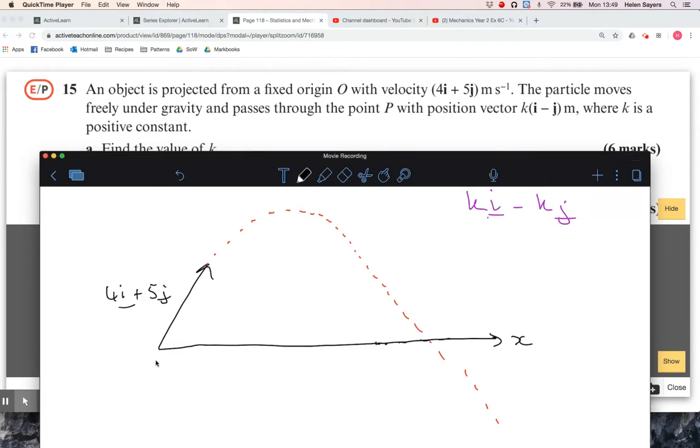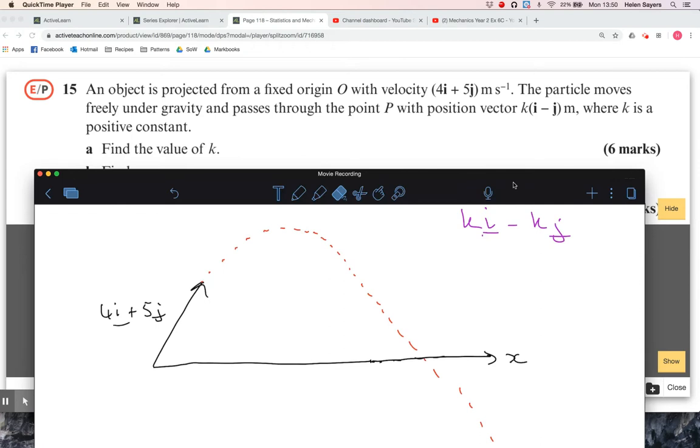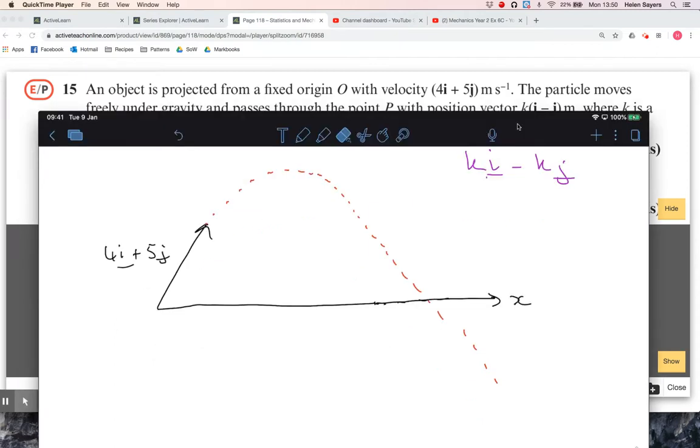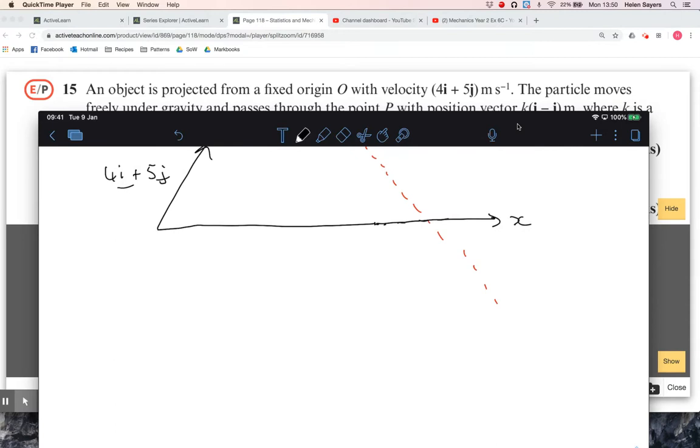Okay, so this is not the ground, because it's not stopping when it hits that. It's going down because it's ending up at a negative j position vector. Okay, and we need to find the value of k, and that's the only information we're given. So let's have a think about this. I'm going to need to think vertically and horizontally. So let's go horizontally first, because that's usually easier.